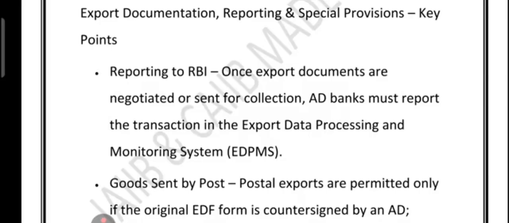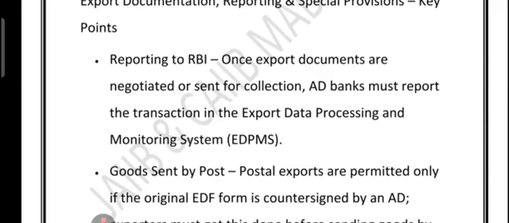Now friends, let's talk about some very important rule for export documentation and reporting. Basically, what exporter and bank have to do to keep RBI happy and avoid trouble. First of all, whenever export documents are sent to the buyer bank, whether for immediate payment or for collection letter, your bank called the AD bank must report the detail to RBI through something called the EDPMS system.